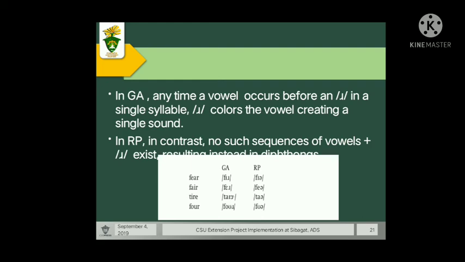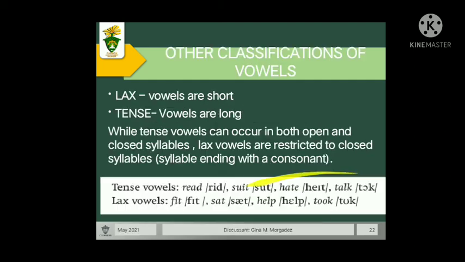Because RP is non-rhotic, it has many more diphthongs than GA. All of the vowels discussed thus far have been monophthongs. When we say monophthongs, these are vowels whose quality remains relatively constant during their articulation, as stated by Ashby and Maidment, 2005. So it looks like there are diphthongs in RP because RP is non-rhotic. There is a drop of R. They do not pronounce or articulate R in a given word.